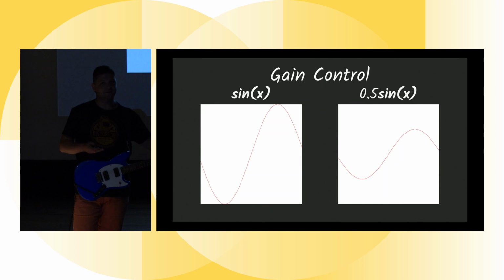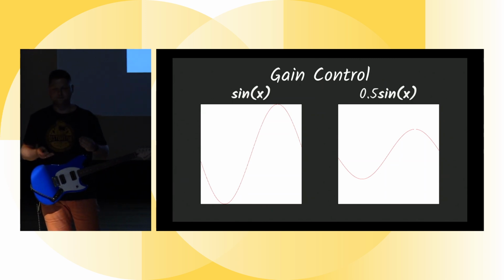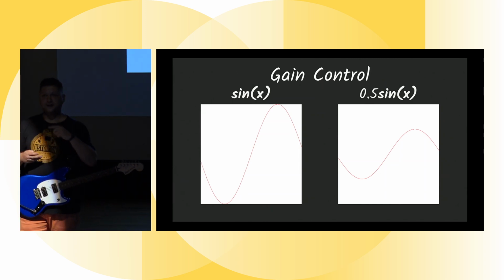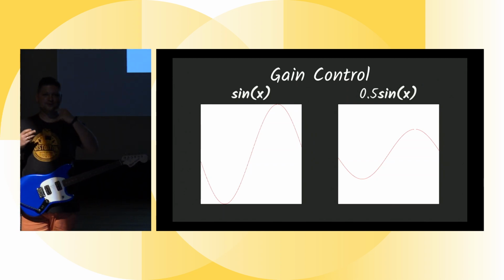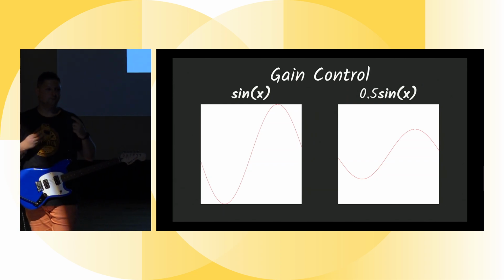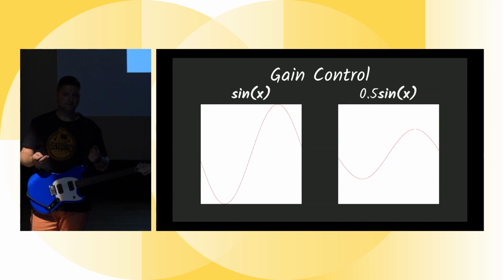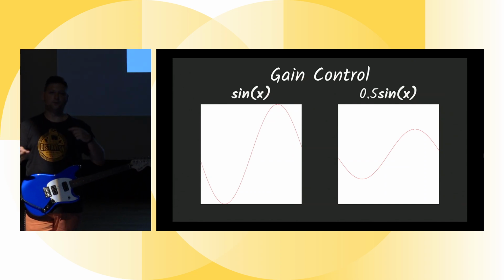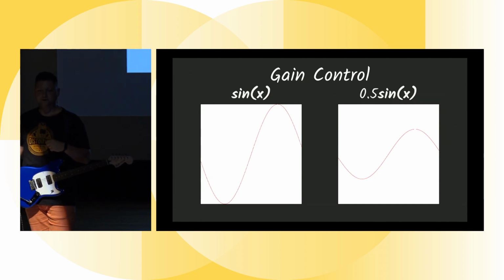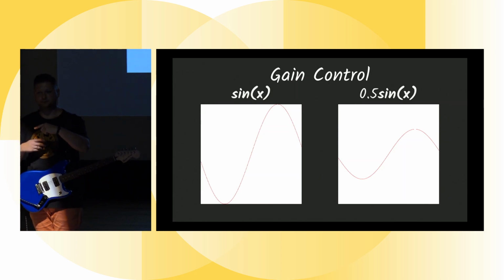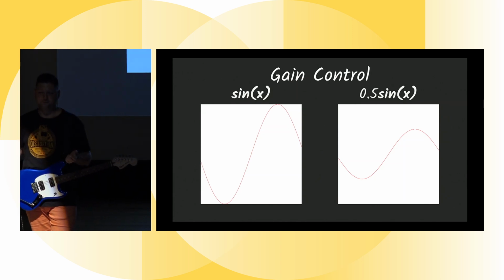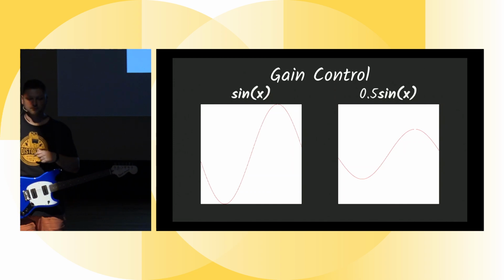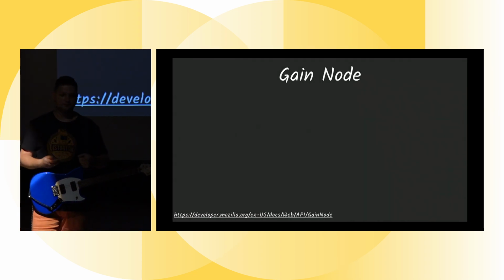We can imagine the audio signal as a sine wave, yeah? And the amplitude of this sine wave is actually the amount of volume of the sound. So multiplying or dividing it by some numbers will change the amplitude, and reducing the amplitude will reduce the volume. How does it look in code?